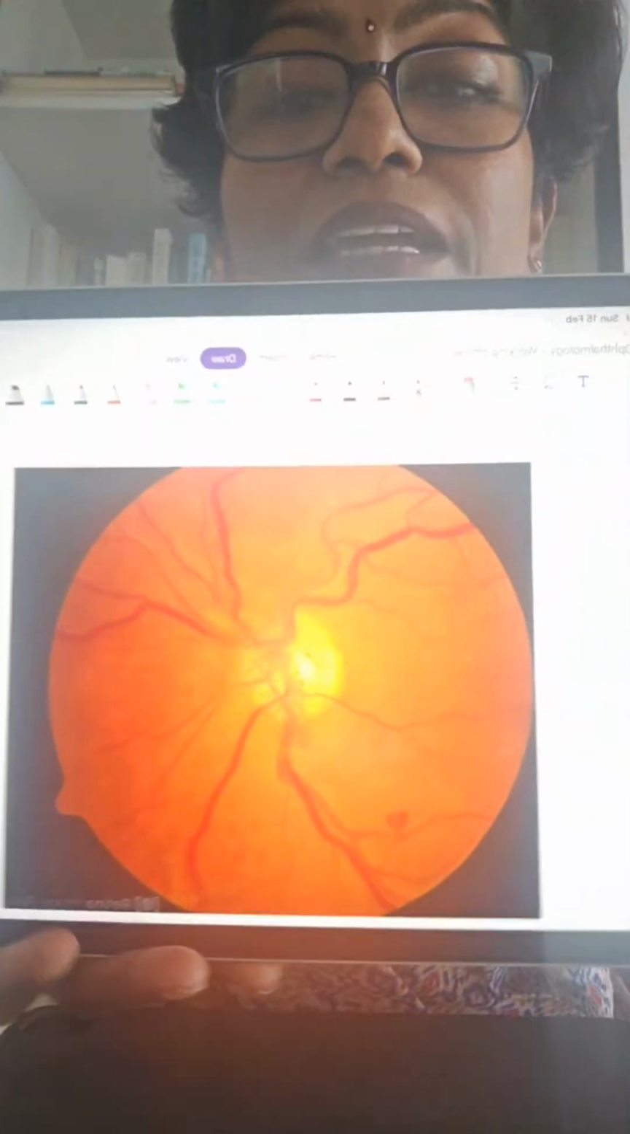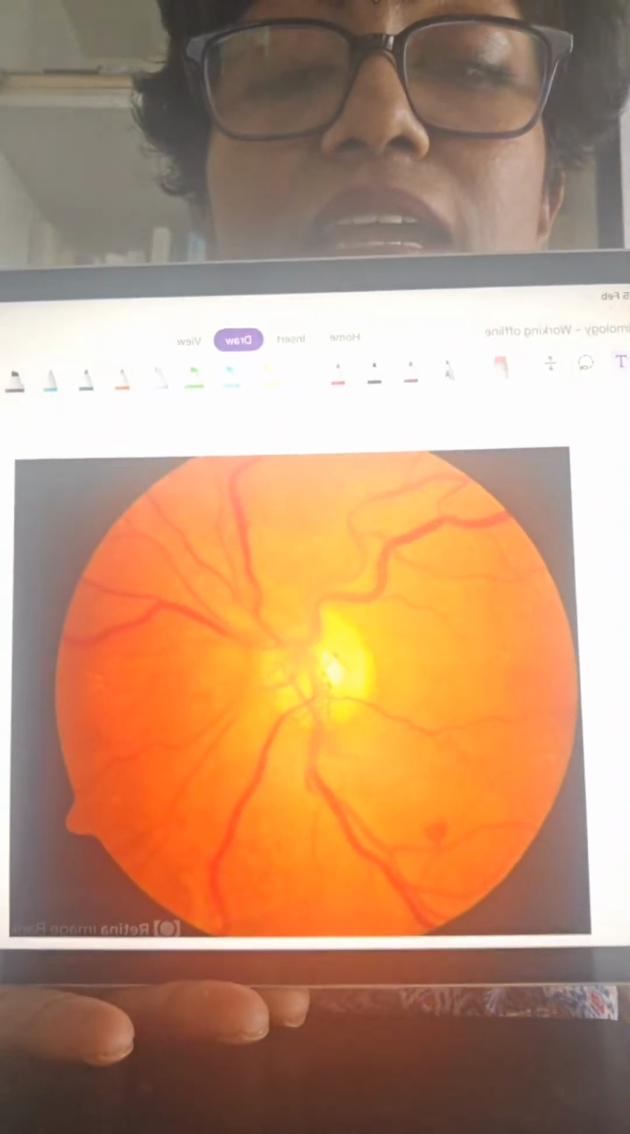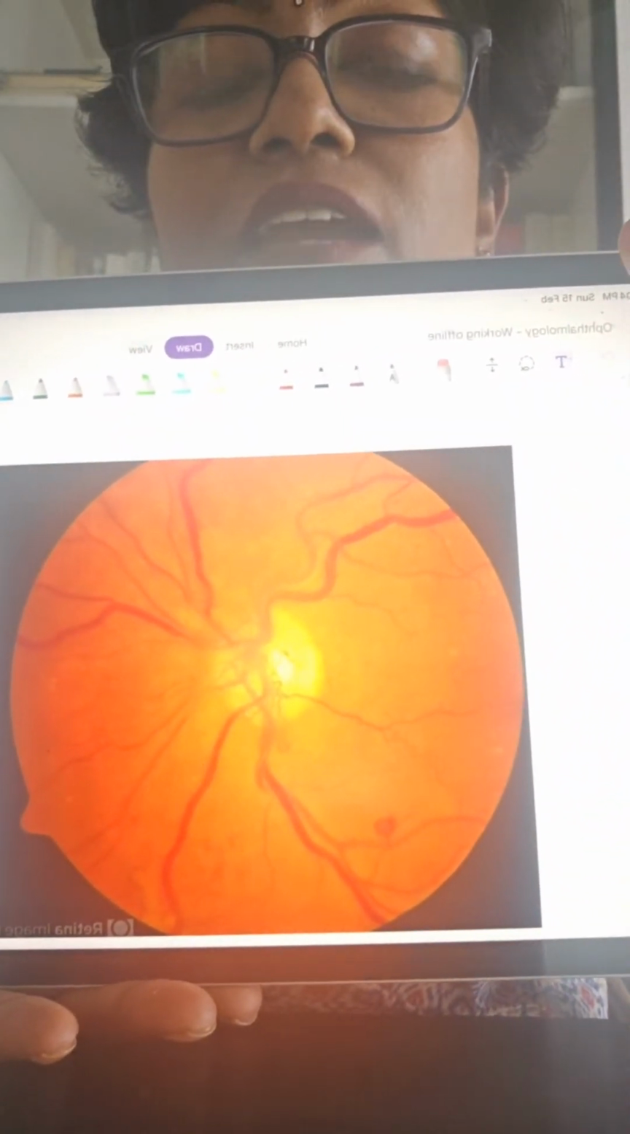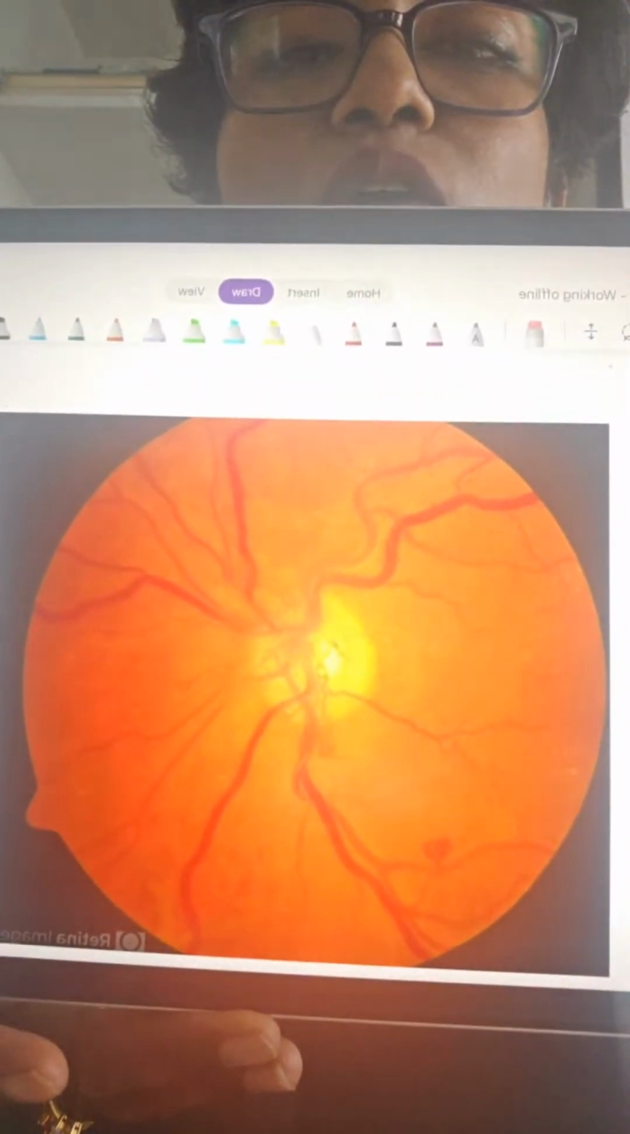Okay, so this optic disc doesn't look normal to you. What is abnormal about this optic disc? Can someone tell me? Yes, very good. Yes, there are new vessels that you can see on this optic disc.